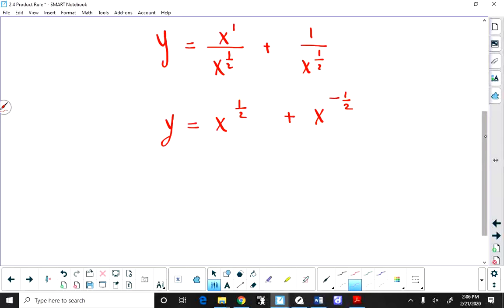Now I can find dy dx. 1/2 x to the negative half minus 1/2 x to the negative 3/2. And I'm really not interested today at all about how to simplify this.